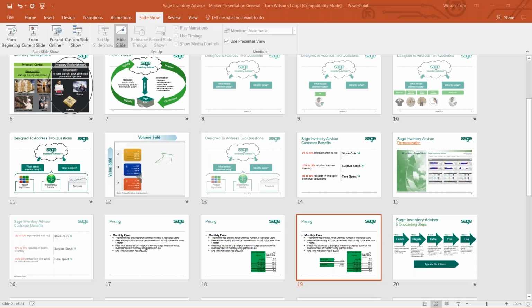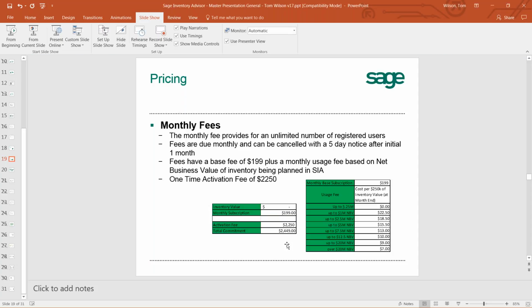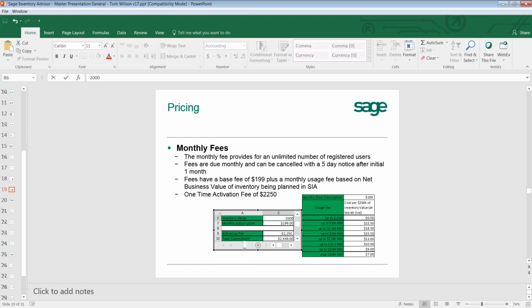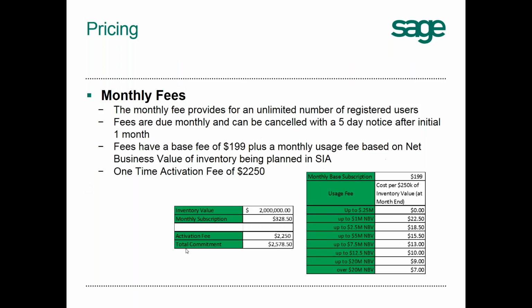So let me go run it. And let's just assume, for argument's sake, that I've got $2 million of inventory value. So let's plug that in. With an inventory value of $2 million, the monthly fee, which is the base fee plus the value fee, in this case you'd be in this up to 2.5, which is $18.50 for every 250,000. So that adds up to $328.50. So your monthly fee is $328.50 a month. Your setup is $2,250, so your commitment is the first month plus the setup, or $2,578, and that's your only commitment. Anytime after that, if this doesn't meet your needs, you can cancel.